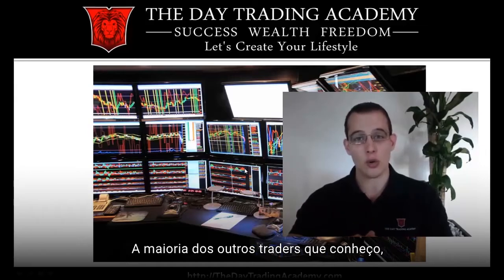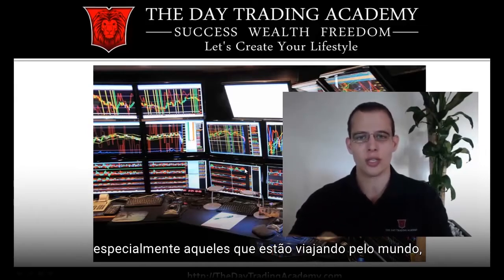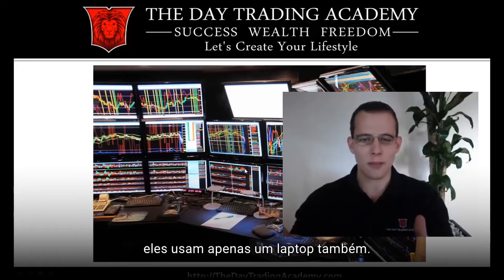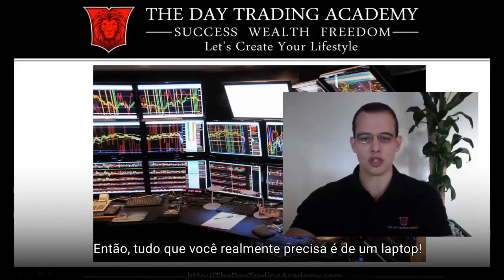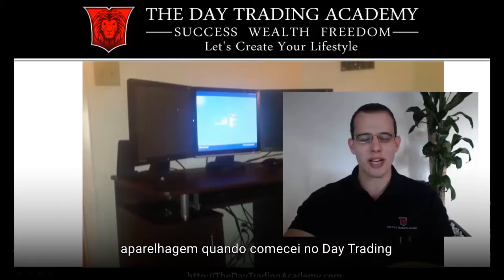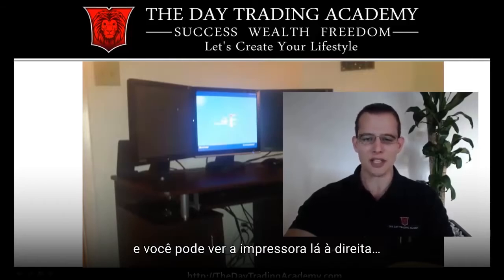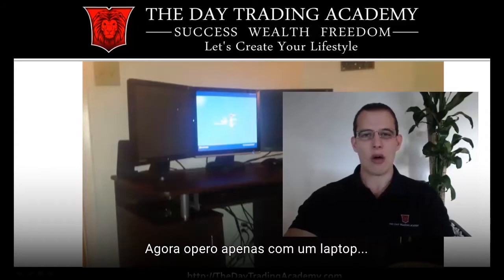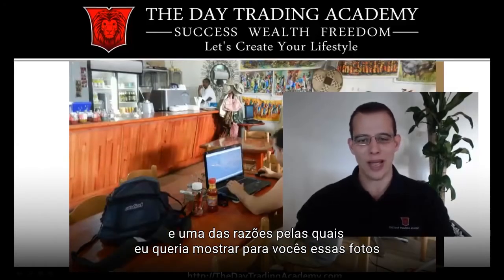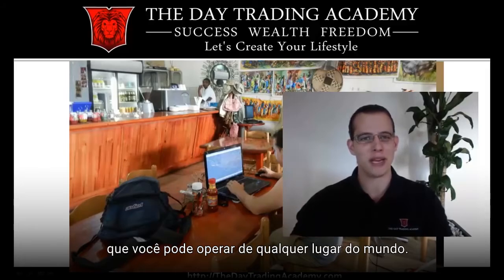Most other traders that I know, especially the ones that are traveling around the world, only use one laptop as well. So all you really need is one laptop. I'll show you, this was my initial day trading setup when I first started trading about 10 or 12 years ago. Desktop, you can see the printer there on the right. I now only trade with a laptop, and one of the reasons I wanted to show you guys these pictures is because it shows that you can trade from anywhere in the world.